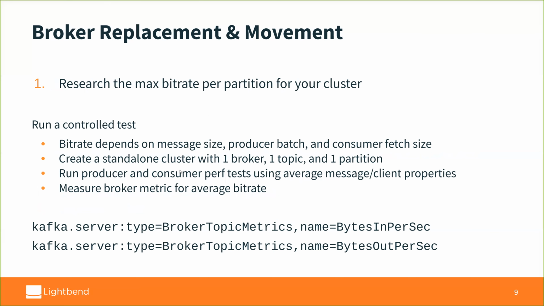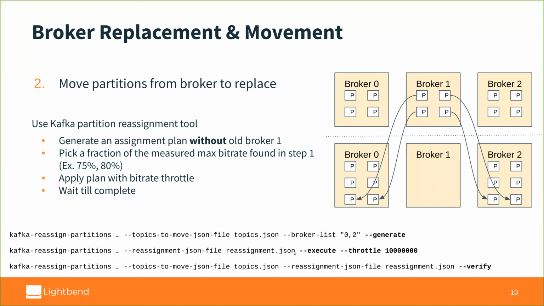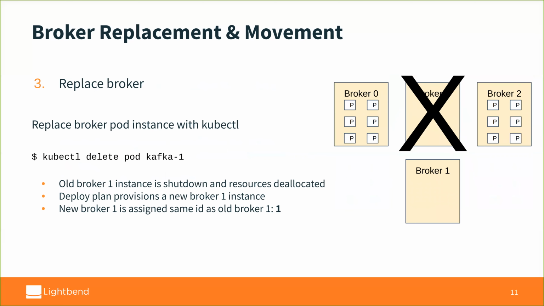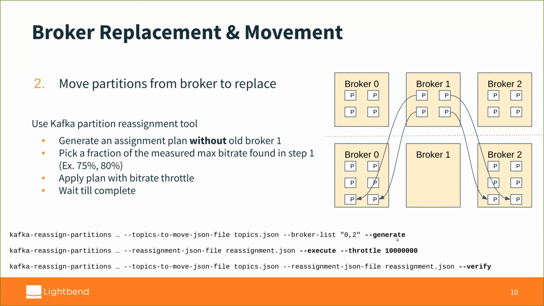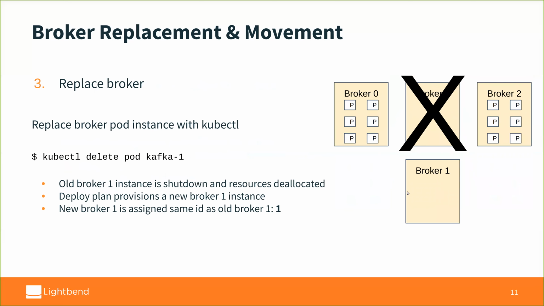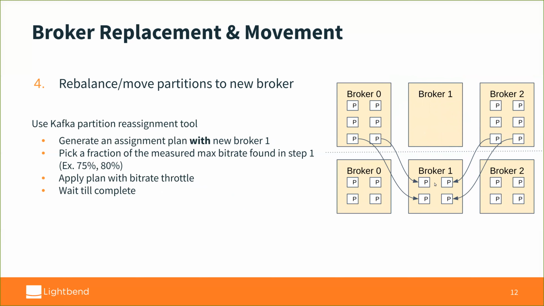You can find the max bit rate using metrics in a controlled test. We can reassign partitions off the brokers you want to replace using the Kafka reassign partitions bin script, or you can use various open source tools that make this a bit easier. And we apply the throttle that we discovered in point 1. We delete the pod and allow Strimzi to recreate it. And then we reassign partitions back.